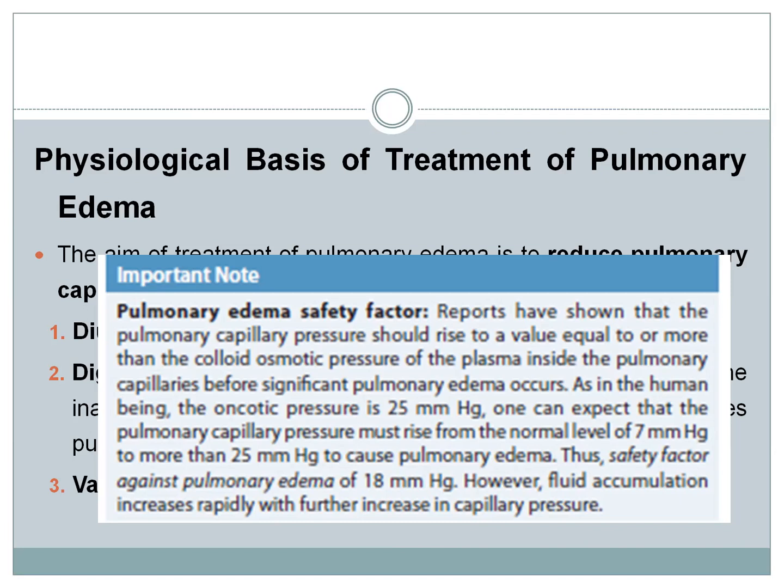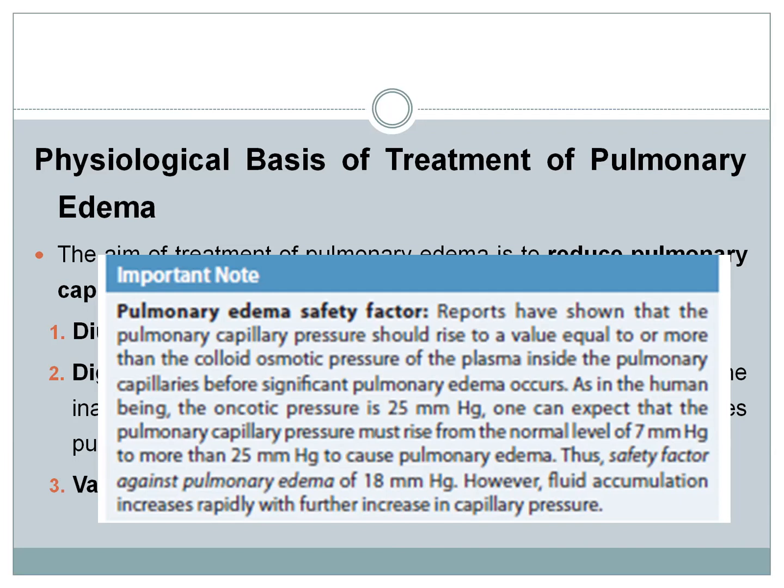In the human being, the colloid osmotic pressure is 25 millimeters of mercury. One can expect that the pulmonary capillary pressure must rise from the normal level of 7 millimeters to more than 25 millimeters to cause pulmonary edema. So the safety factor against the development of pulmonary edema is naturally, physiologically, 18 millimeters of mercury.